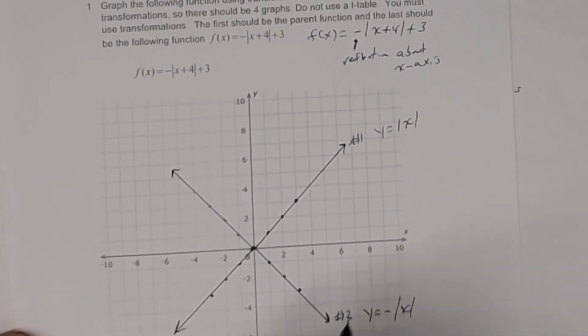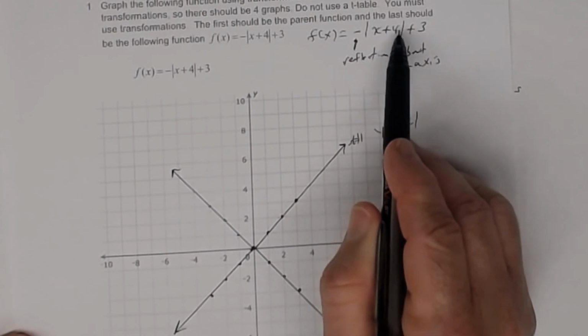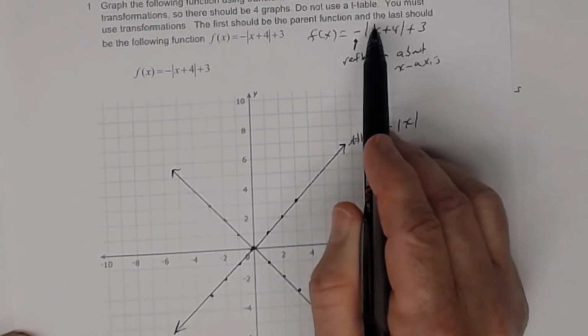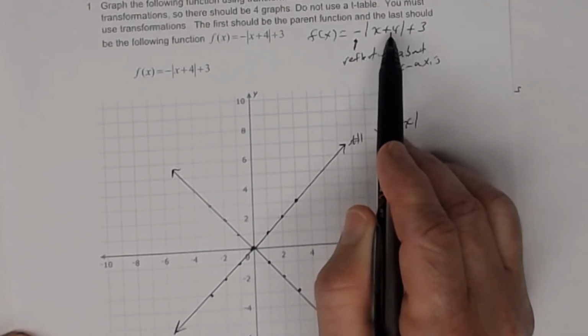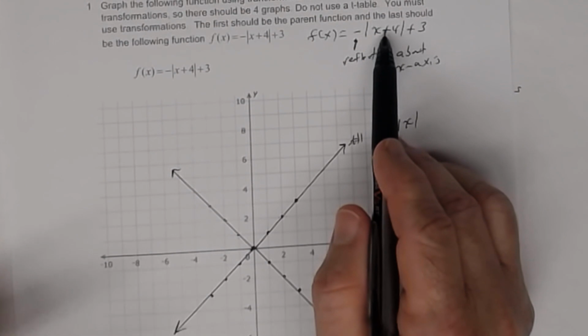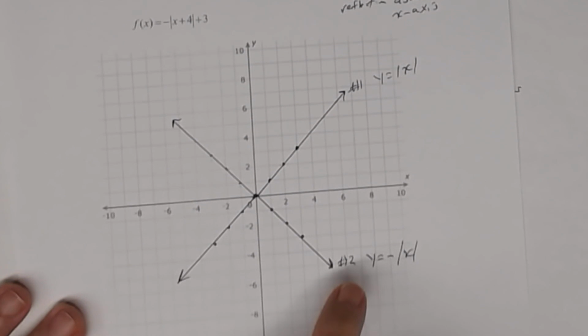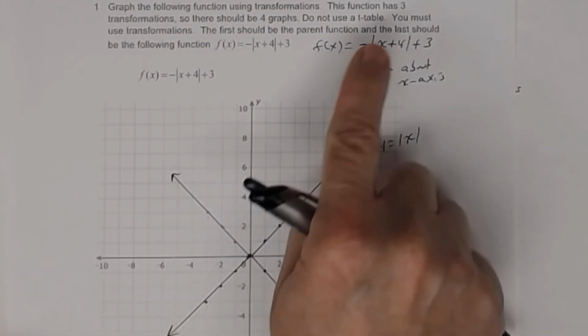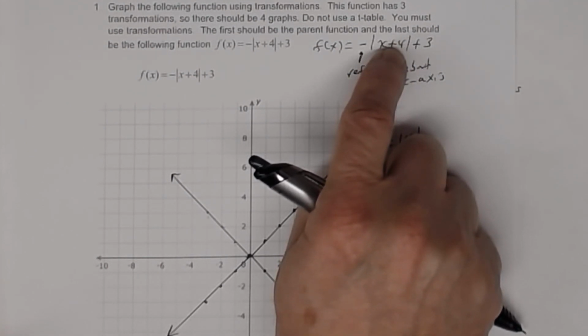Then the next thing you see is a number on the inside. When the number is on the inside of the parent function, that's a horizontal translation. But remember, you have to think counterintuitive. Some students would say, I'm going to shift this graph 4 units to the right because I see a plus symbol. That's not the case. When you do a horizontal translation, always think counterintuitive. You're really shifting it 4 units to the left.